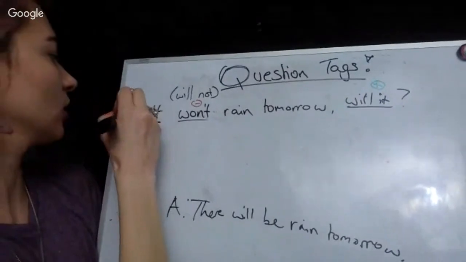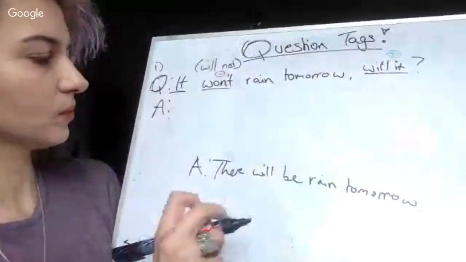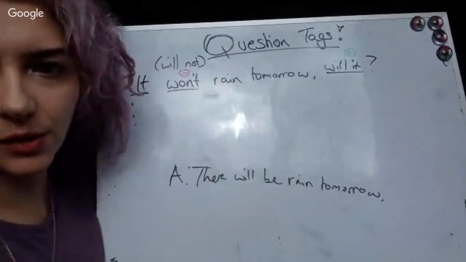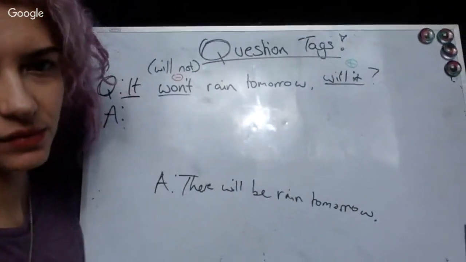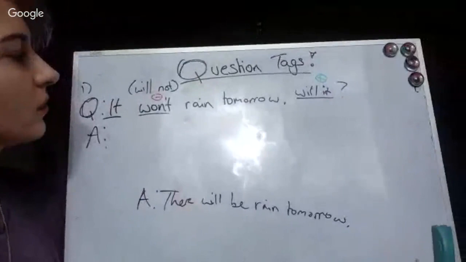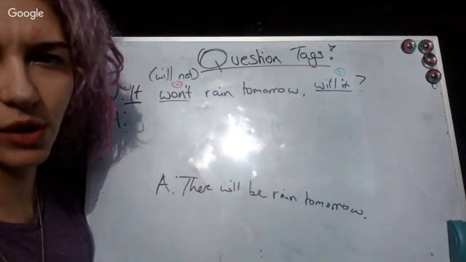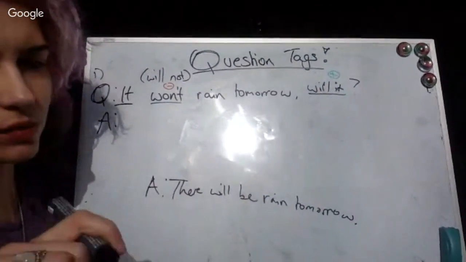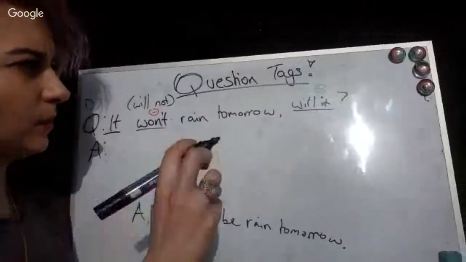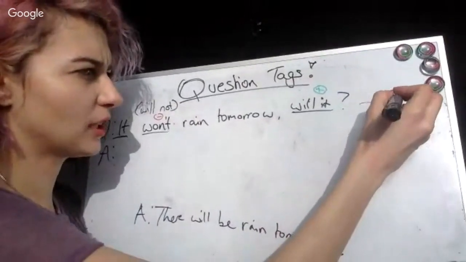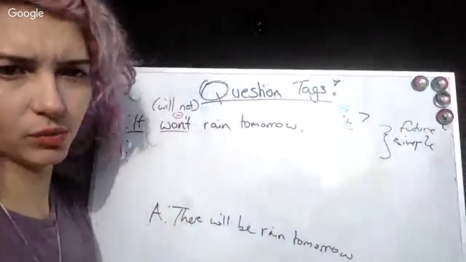Number 1, question. What's the answer? It won't rain tomorrow, will it? What do you think is the correct way to answer this question? It won't rain tomorrow, will it? What do you think? Yes, it will, or no, it won't? By the way, we're looking at future simple tense. This is future simple using will and won't.